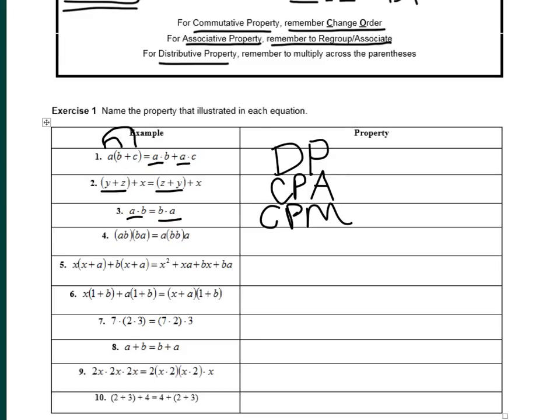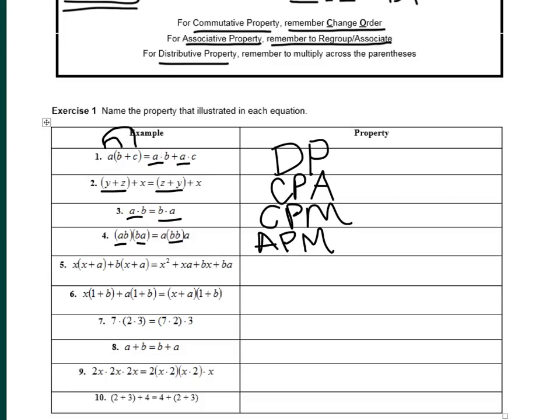Now in number 4, I hope you can see that there has been some regrouping that took place. On the left side, a and b are grouped together in parentheses, and b and a are grouped together in parentheses. However, on the right side of this equation, the only thing grouped together in parentheses is bb. So clearly the parentheses have moved around a different set of variables on the right side. So we know that that is the associative property, and it's of multiplication because you don't see any plus signs in there, so you're multiplying.